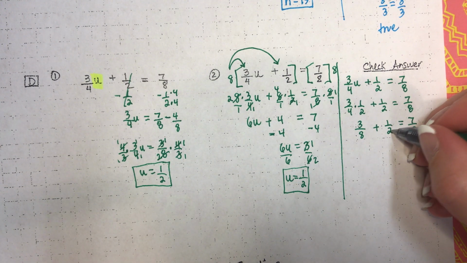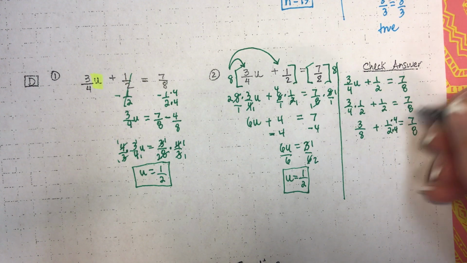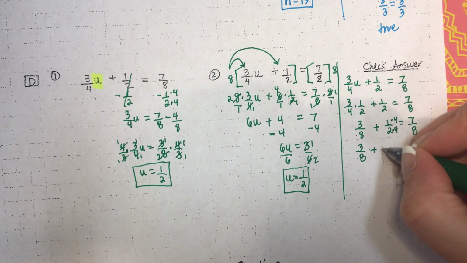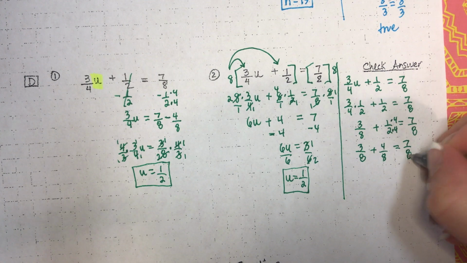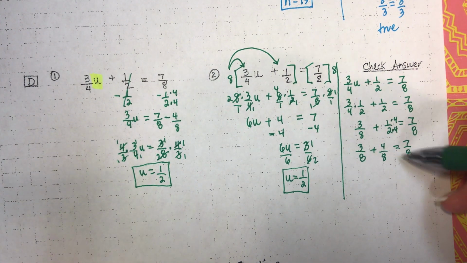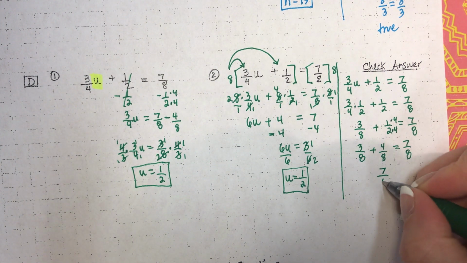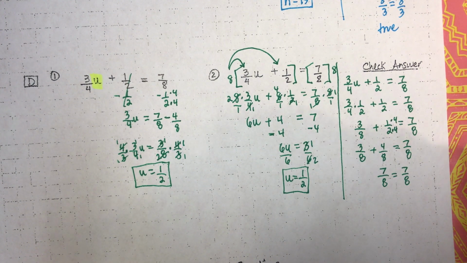So we make this an 8 by multiplying it by 4 to the bottom and the top. Okay? So we get 3/8 plus 1 times 4 is 4 over 2 times 4, which is 8. And then we just have a common denominator, so we add the numbers on top. 3 plus 4 is 7 over 8. And there we have it. We have the same number, 7/8 equals 7/8, which means we have a true statement, which means our answer, u equals 1/2, is the solution to our original equation right over here.